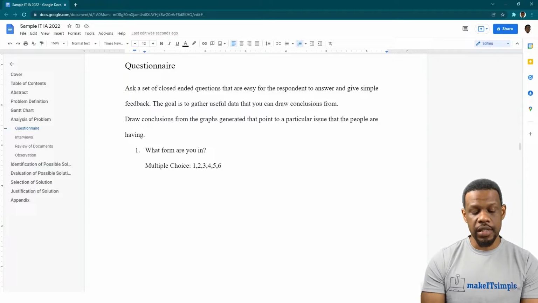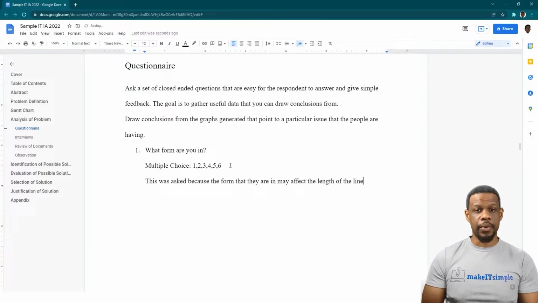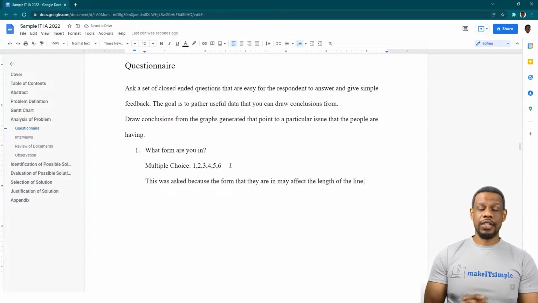And then I'll put reasoning. This was asked because the form that they are in may affect the type or the length of the line. Right, that's all you want to put because you want to show the examiner that you understand why you put this question in. Why did I do that?